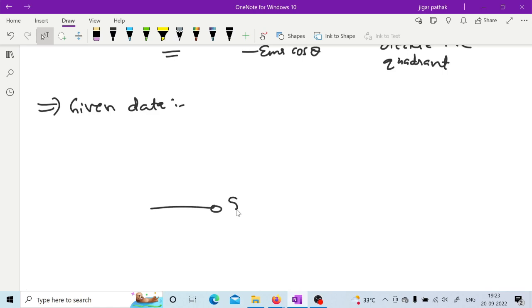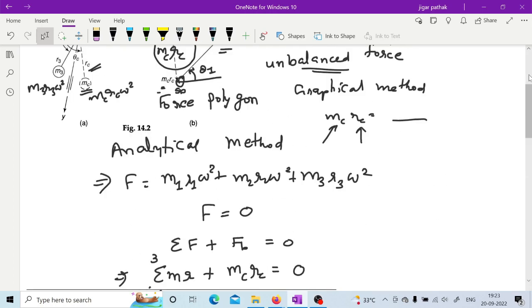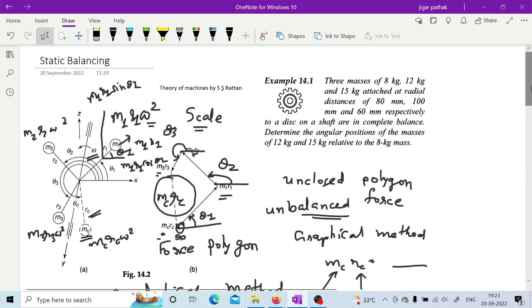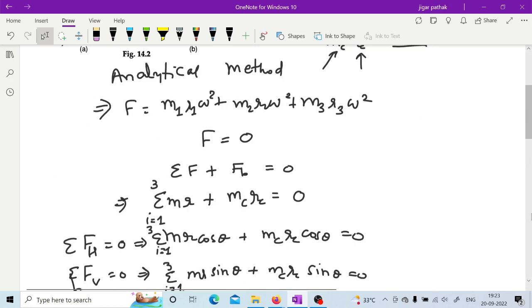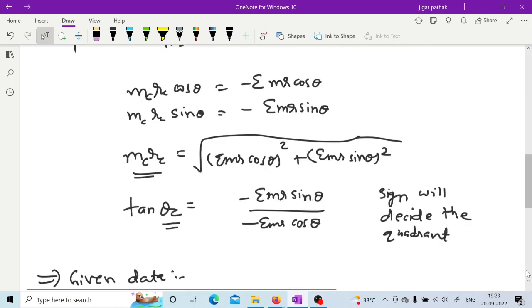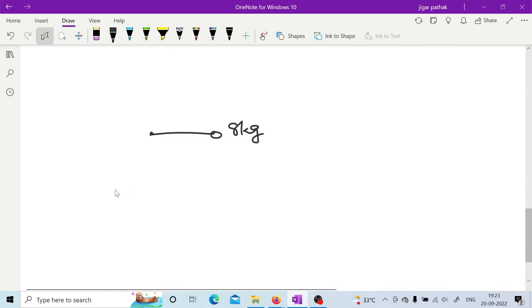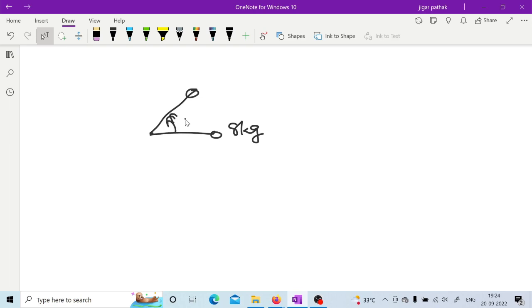They are telling that you have this 8 kg at 0 degree, or we need to consider it as 0 degree, because you have to calculate the position of 12 kg and 15 kg relative to the 8 kg mass. So we consider that 8 kg is lying on the x-axis, and with respect to this you have to calculate the angle for 12 kg. Let us say it is theta 2.